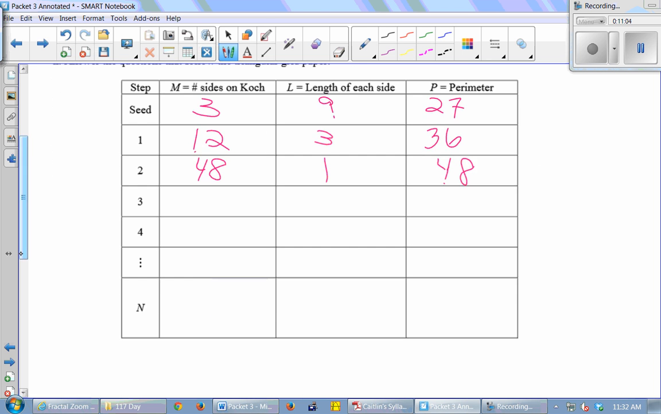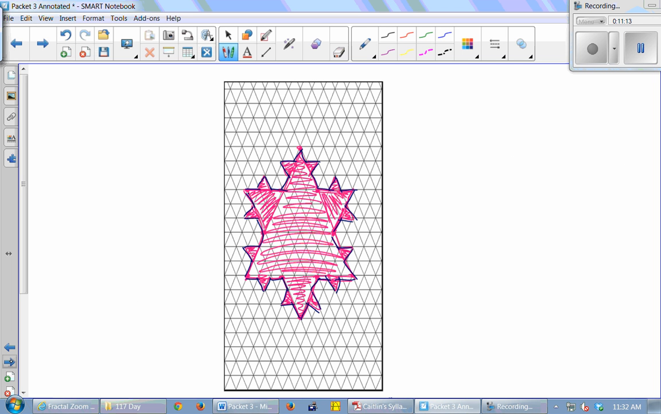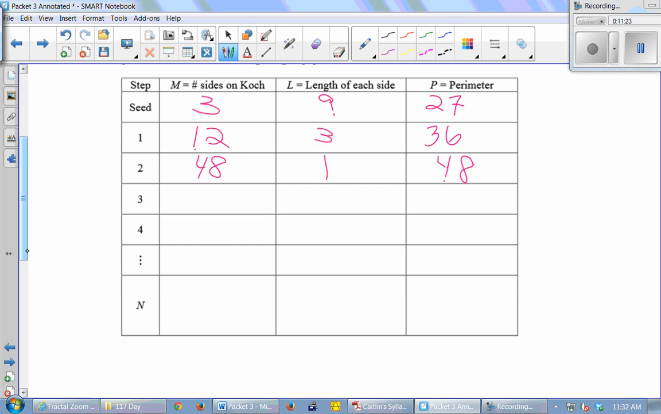All right, so now I could try to draw step 3, but I'm out of grid lines, right? I'd have to do just a piece of a grid line, and I'd have these little itty bitty triangles, and I'd have a lot of them, and it's going to start to get hard to see what I'm doing. I might lose count. So instead of trying to draw step 3, I'm going to see if we can come up with a conjecture about the patterns here.